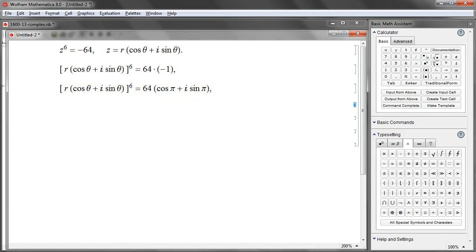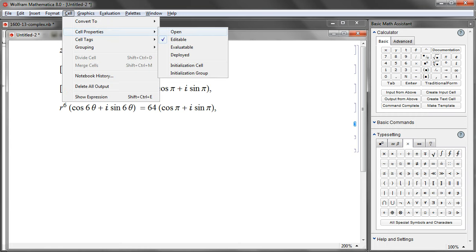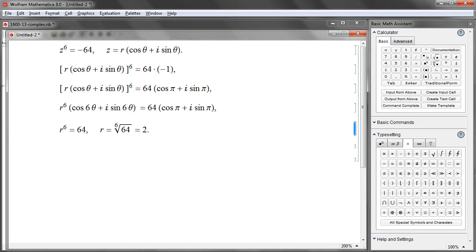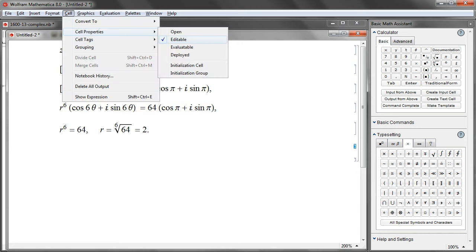We have r to the 6th power times cosine of 6 theta plus i sine of 6 theta is 64 times cosine of pi plus i sine of pi, the right-hand side. Comparing the left-hand side and right-hand side, you can find out the r value, the modulus, like this. r to the 6th power is 64. r is the 6th root of 64, that's 2.